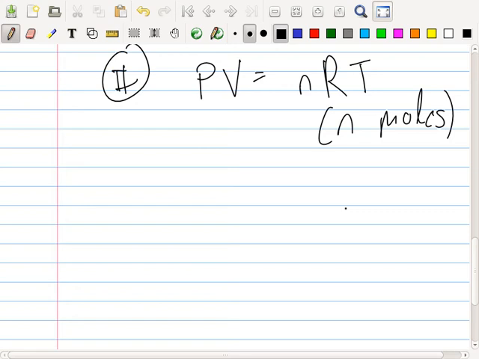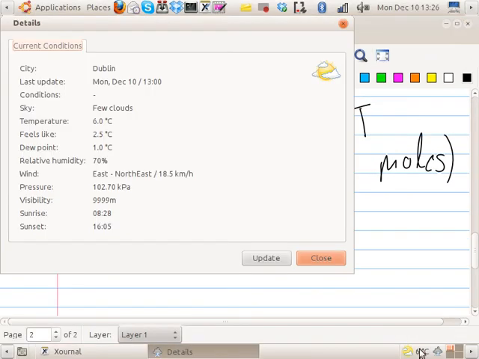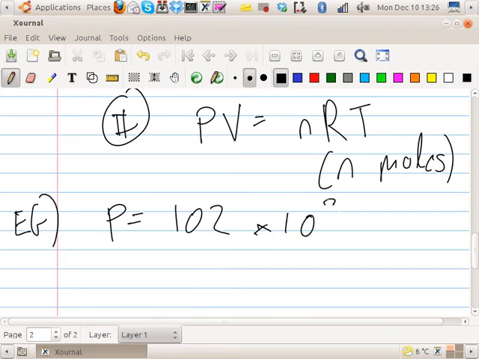I think the pressure, actually, I might have it on my computer here. The pressure is 102.7 kilopascals. So for example, pressure equals 102 times 10 to the 3 pascals. Now, the volume, we have to estimate this. What do we think the volume is of this room?